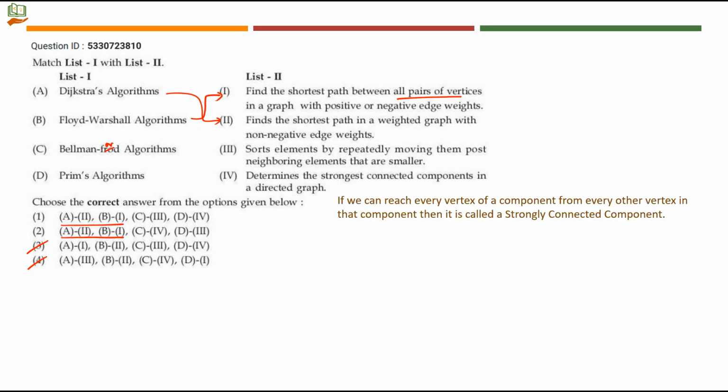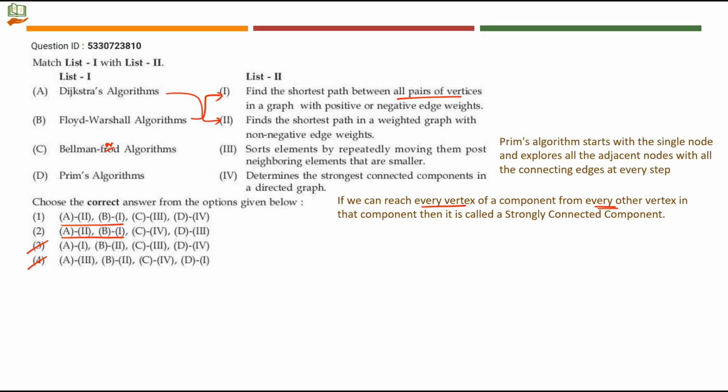What about strongly connected component? If we can reach every vertex of a component from every other vertex in that component, then it is called a strongly connected component. One vertex is there as a source, and it can be connected to any other vertex. So this is actually bringing in the Bellman-Ford algorithm concept, the single source shortest path algorithm. From a particular source, you can measure the shortest path to any other vertex, is what they say. So in that way, C will be mapping to 4, but I am not mapping it as of now.